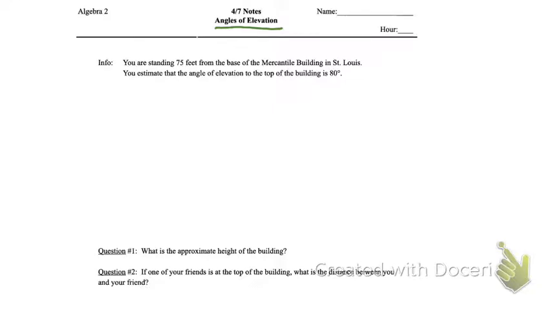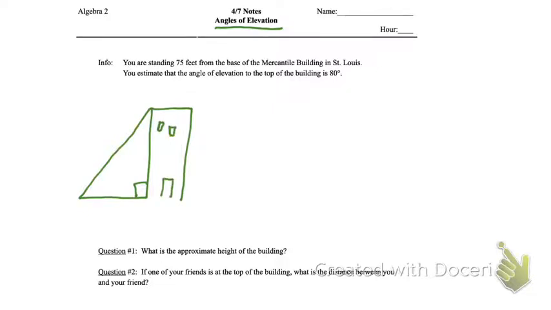So the first thing we'll do is take our information that we have up here and draw ourselves a picture. So here's mine. Here's my building. Here's all the windows in the building. Here's the door. There's the building. And here we are standing down here and we're looking up at the top of the building. So that angle right there would be an angle of elevation, and that is where our 80 degrees goes. And then the base of the building would be right here.